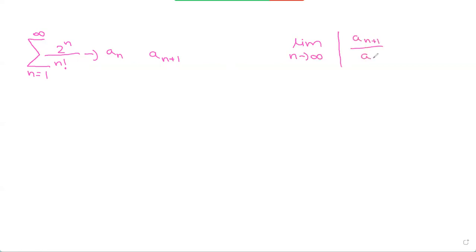We have to determine whether this converges or diverges. We have the sum from n equals 1 to infinity of 2 to the power of n over n factorial. So this part is our a_n. What we need to do is find a_(n+1), because by our formula we have to find the limit as n tends to infinity of a_(n+1) divided by a_n. So a_(n+1) would be equal to 2 to the power of n plus 1 divided by (n plus 1) factorial.